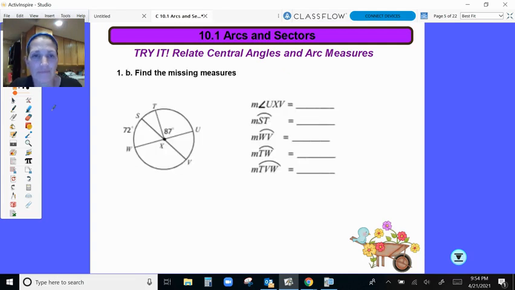Okay? How about next up here? We have all kinds of stuff going on here. So you just start piecing it together the best you can, just one right after the other. So if this is 72, right? Here's my central angle, so that must be 72. Right?